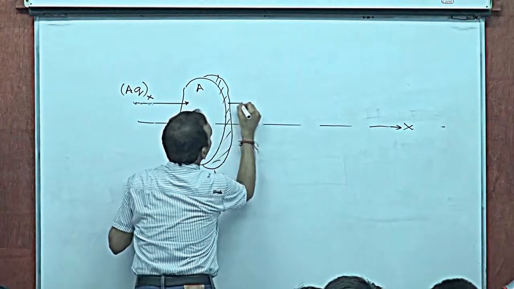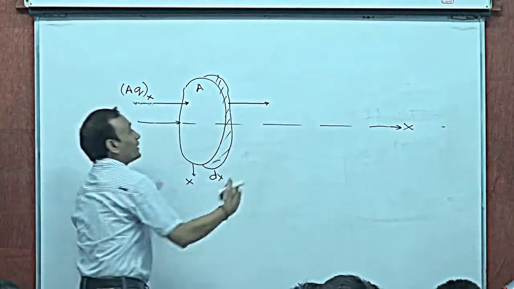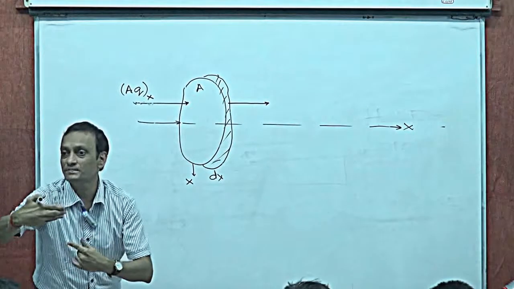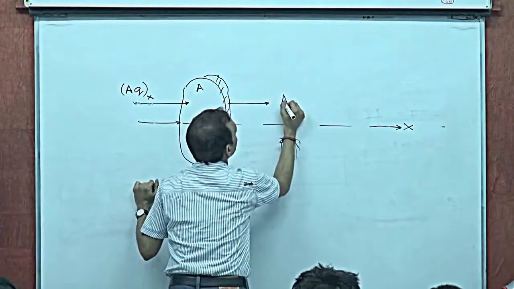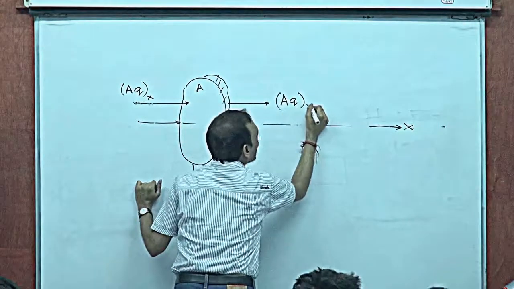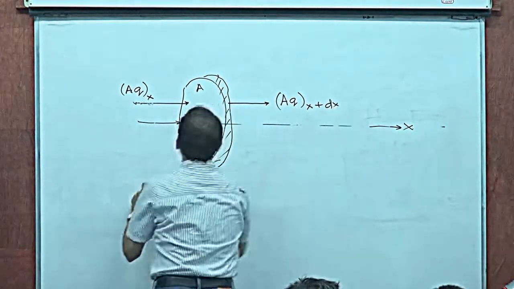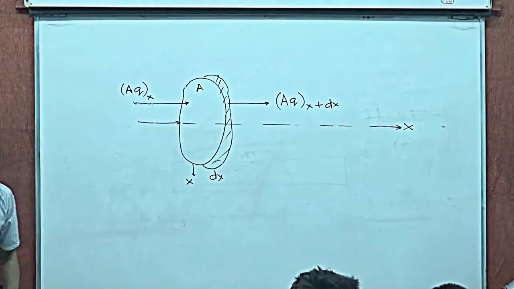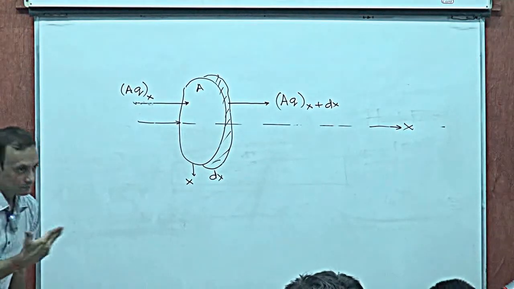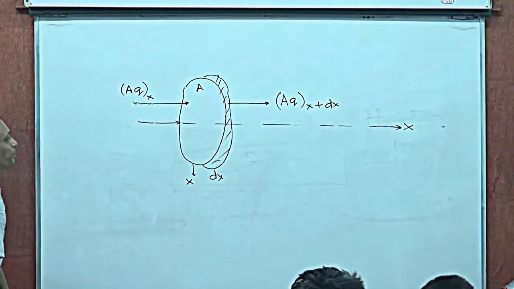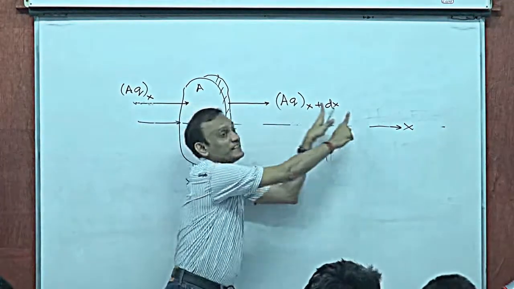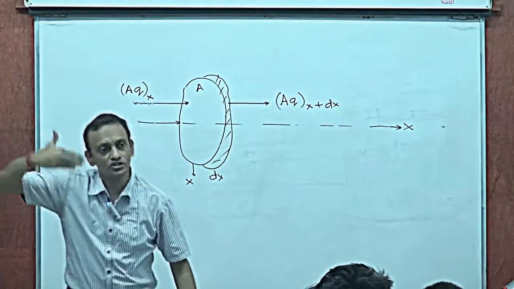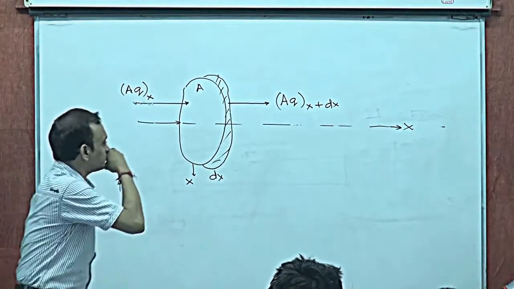Now, let's say what leaves the cross section is what leaves at x plus dx. Let's say at x plus dx, the value of A into Q is A into Q at x plus dx. Right? So this is the heat that enters in watts, and this is the heat that leaves in watts through this cross section of thickness dx.